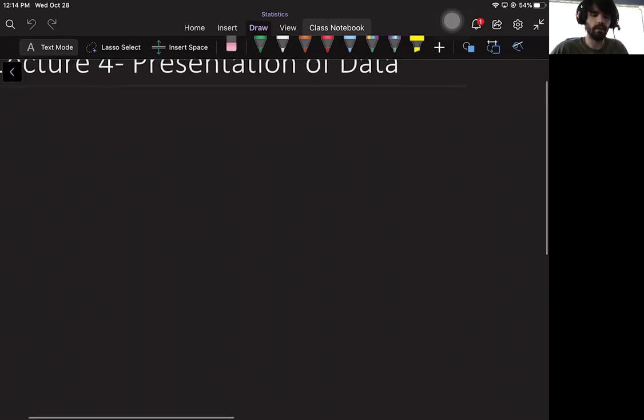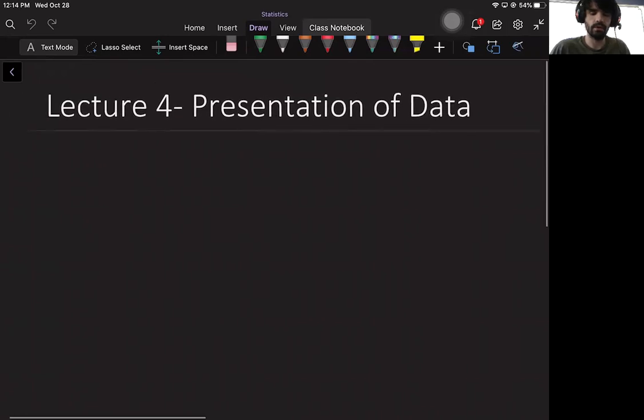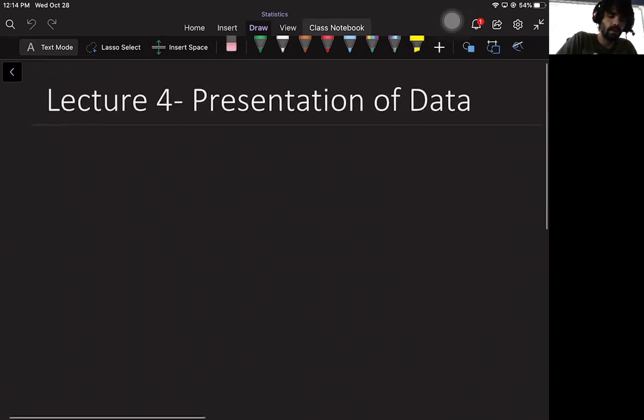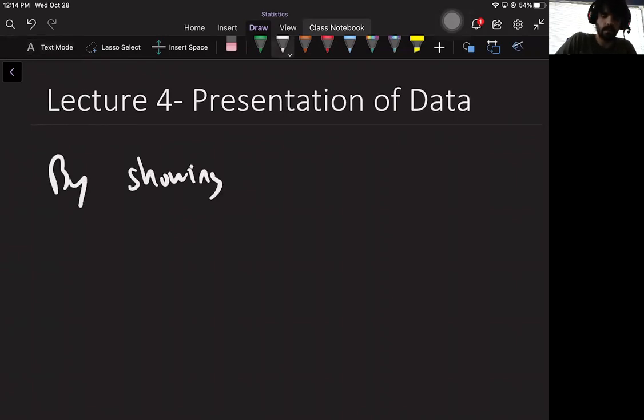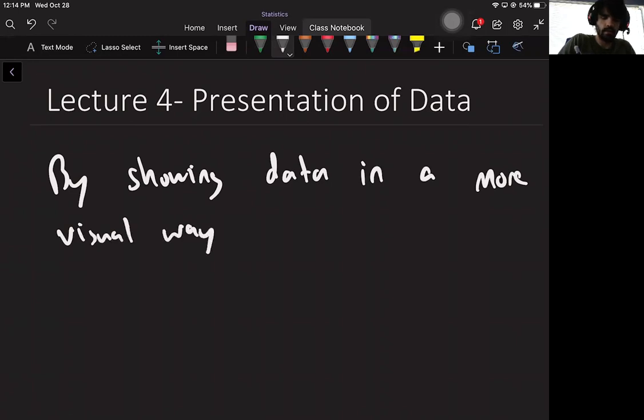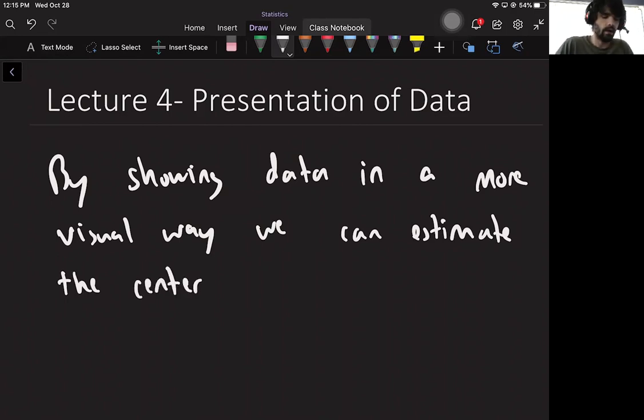So the idea here is we can think of things more visually, which often helps people. By showing data in a more visual way, what specifically can we do? We can estimate the center, aka the mean or the median, and the spread, how spread out the data is, with a quick glance.